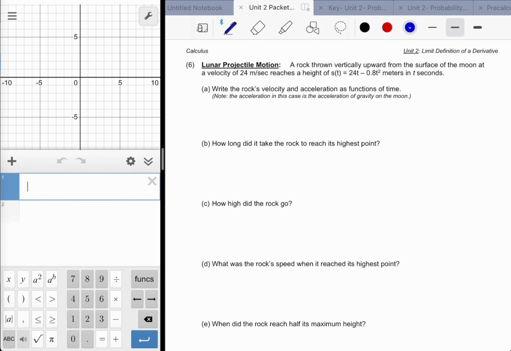A rock thrown vertically upward from the surface of the moon at a velocity of 24 meters per second reaches a height of, then they give you the function, so that's nice. You'll notice that the gravitational constant has changed. Instead of having a leading coefficient of negative 16 if it were in feet or negative 4.9 if it were in meters, it's now negative 0.8 because the gravitational pull on the moon is much less than here. So write the rock's velocity and acceleration functions as functions of time.